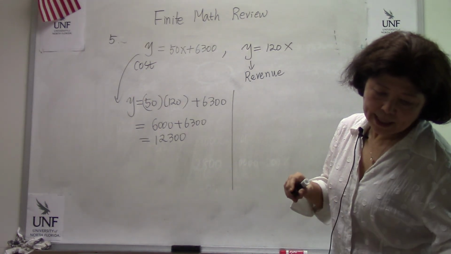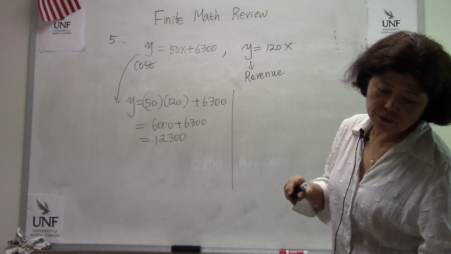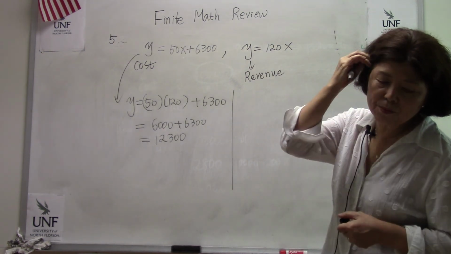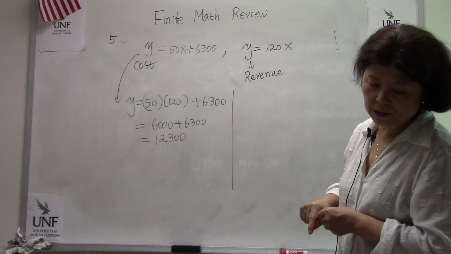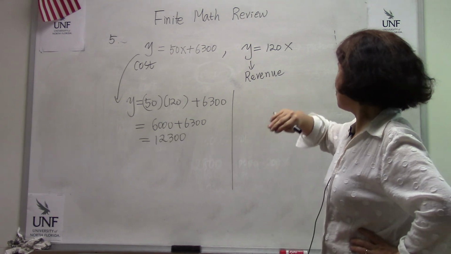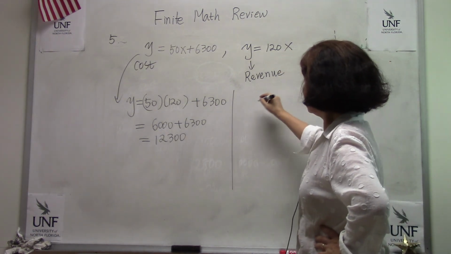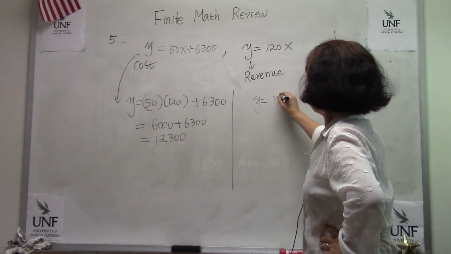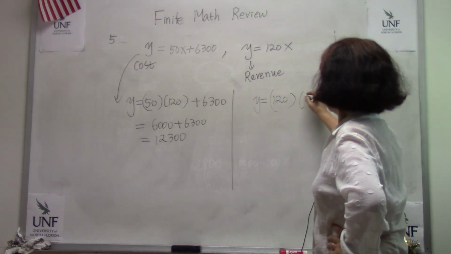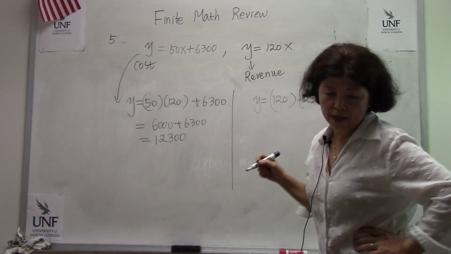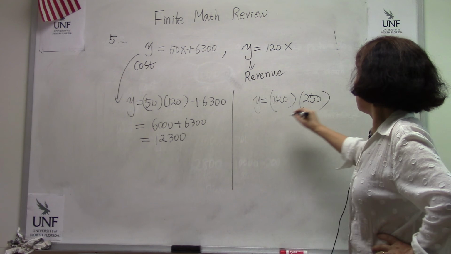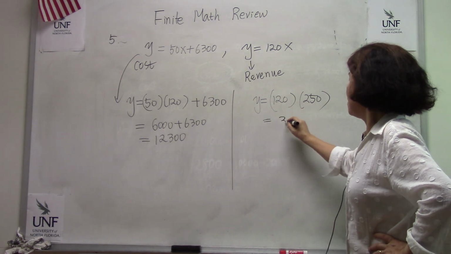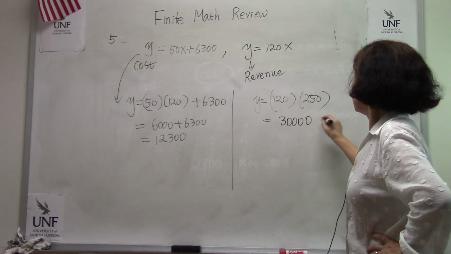Next, what is the revenue if 250 computer gaming keyboards are sold? So this time, what is the revenue? We are going to use this. So y equals 120 times 250 of them sold. When you multiply, it's going to be $30,000.